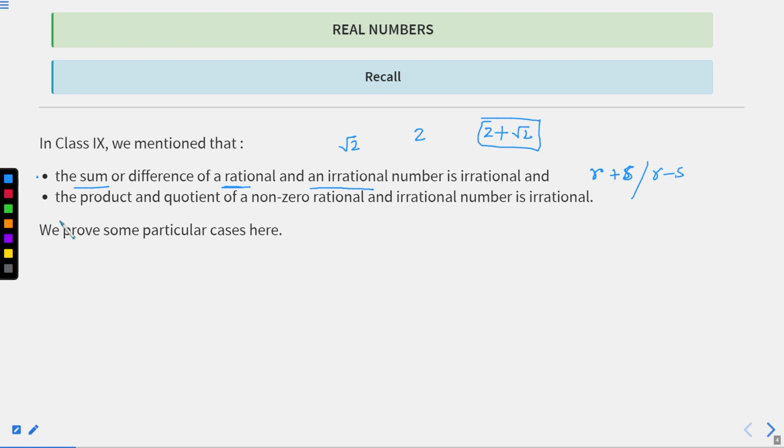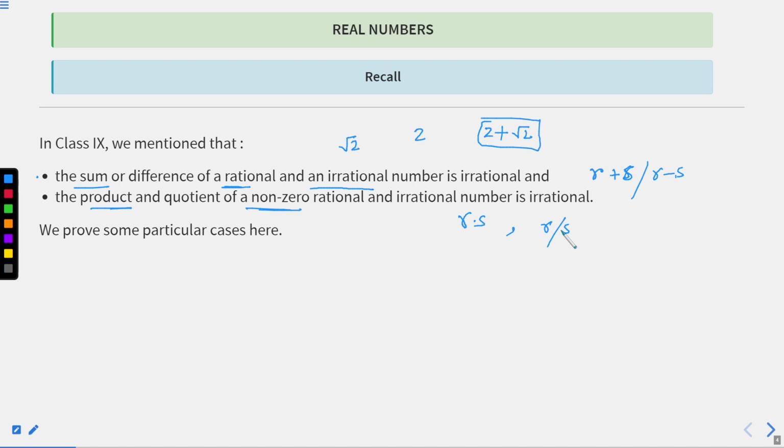And the second property: the product and the quotient of a non-zero rational and an irrational number. Here, non-zero is a very important thing. The product and quotient of a non-zero rational and irrational number is irrational. So if r is rational and s is irrational, then r times s, the product of r and s, is irrational, and r divided by s is also an irrational number. It will happen when we take a non-zero rational number and an irrational number.